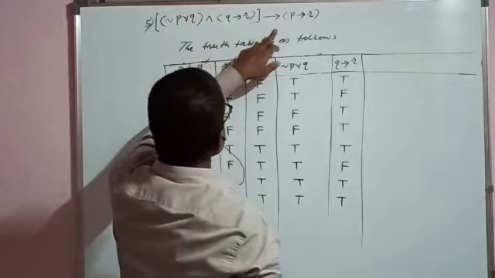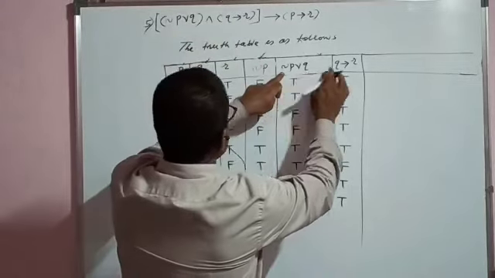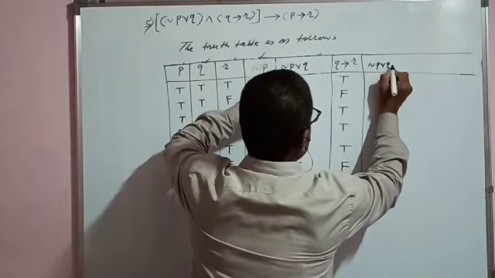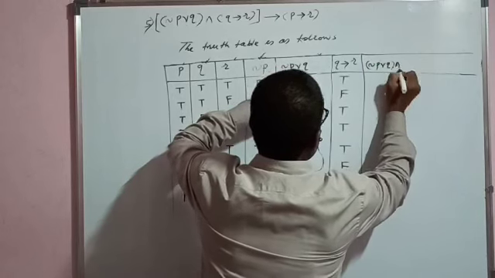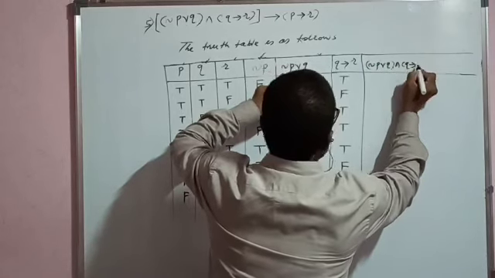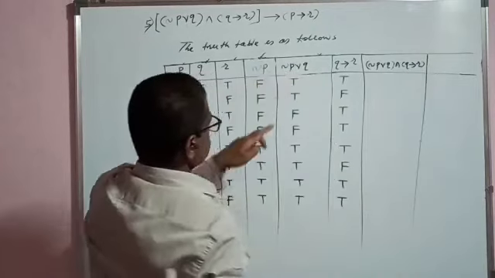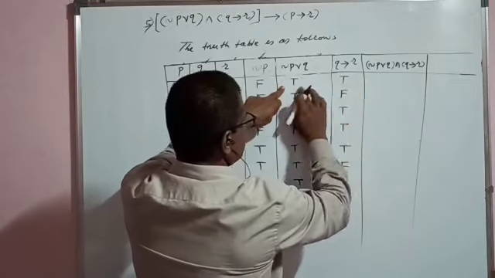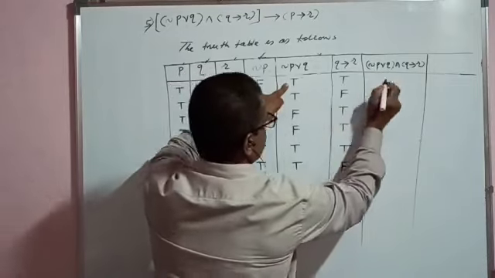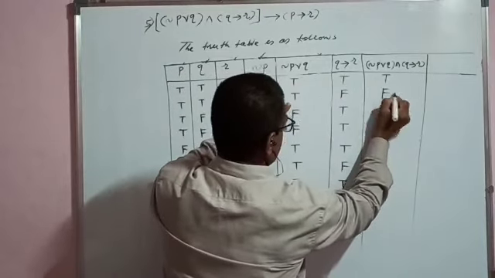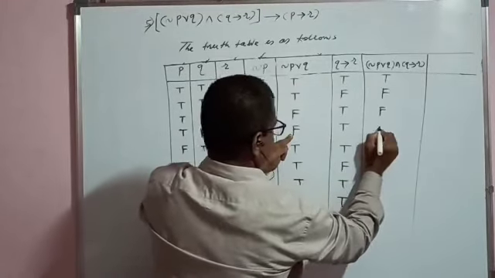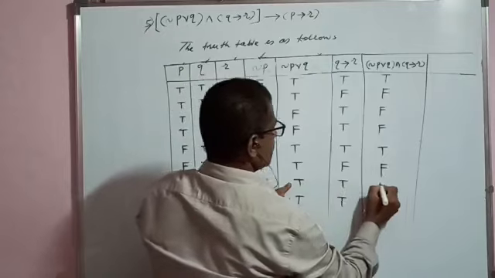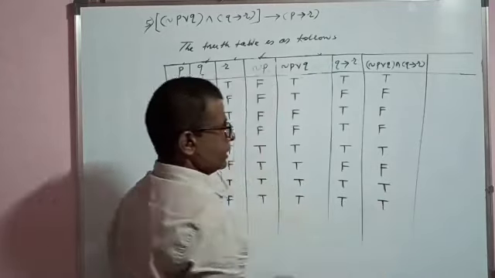Then the conjunction between these two statements: negation of P, disjunction Q, conjunction Q implies R. The conjunction is true if both are true, and in all other cases it is false. So TT, it is T; TF, F; FT, F; FT, F; TT, it is T; TF, F; TT, it is T; TT, T.